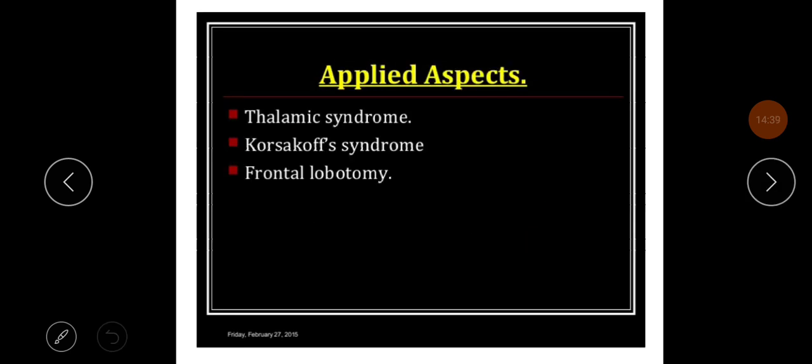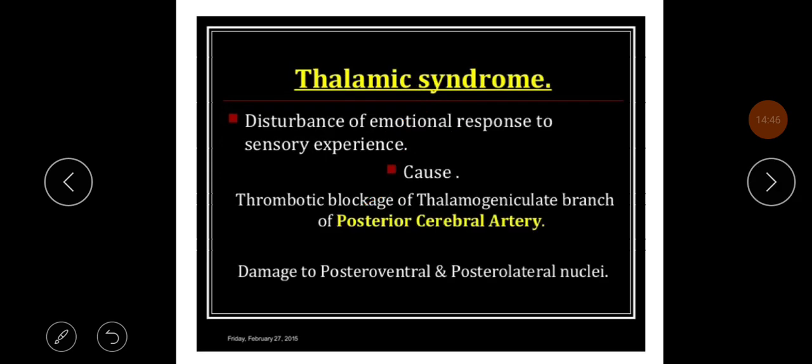Some of the applied aspects related to the thalamus are thalamic syndrome, Korsakoff syndrome, and frontal lobotomy. In thalamic syndrome, there will be disturbance of emotional response to sensory experience. Whenever there is any sensory stimulus, it will be perceived as an abnormal sensation. There will be over-response to that particular sensation, associated with disturbance in emotion.